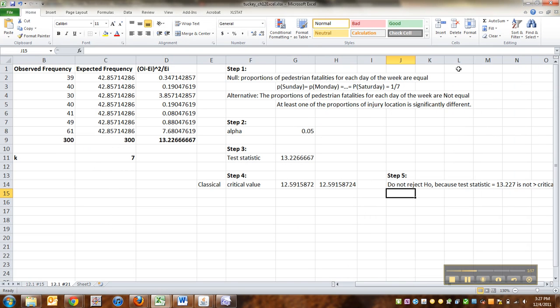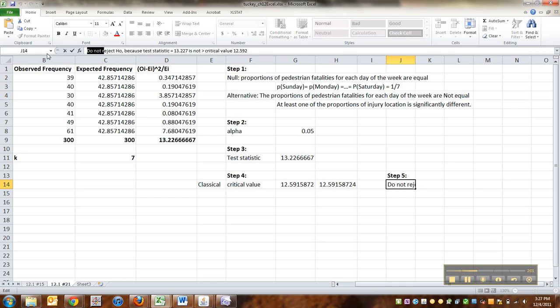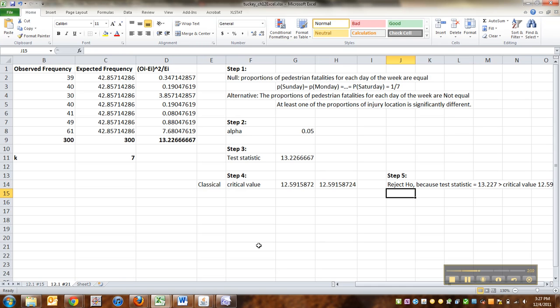Oh, I'm a moron. Yes, you would. See, always pays to look it over. Reject the null hypothesis because the critical value is greater. There you go. The test statistic is greater than the critical value. See? That's why I love to look at pictures of it.